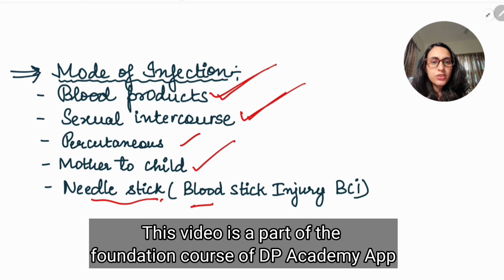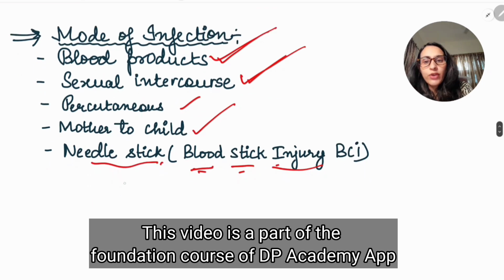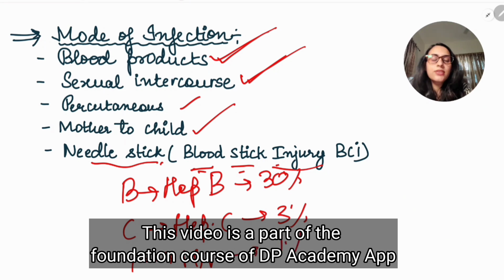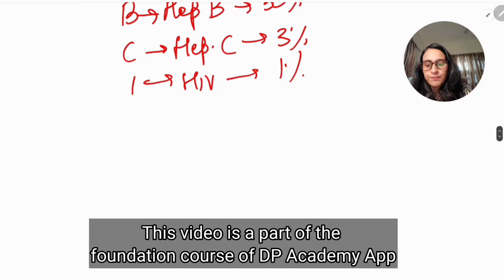So needle stick injury, if you remember, just write it as BCI. B for hepatitis B, C for hepatitis C, and I for HIV. So the chances of transmission from a needle stick are 30%, 3%, and 1%.